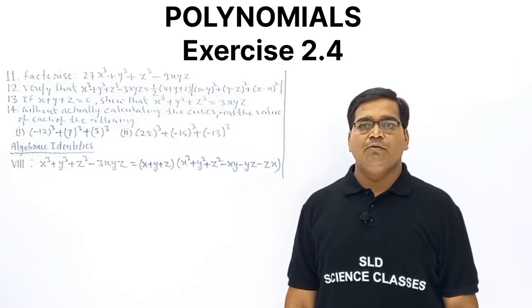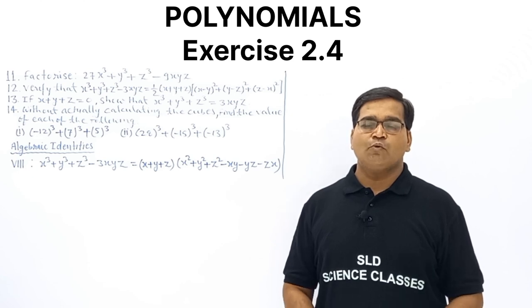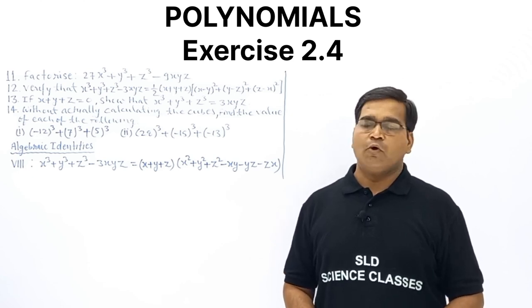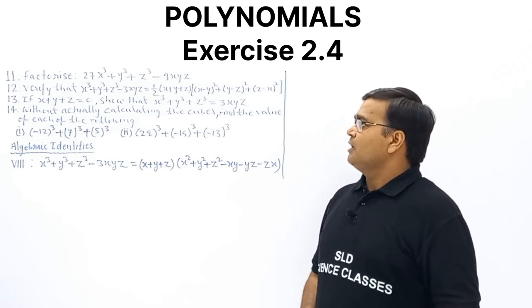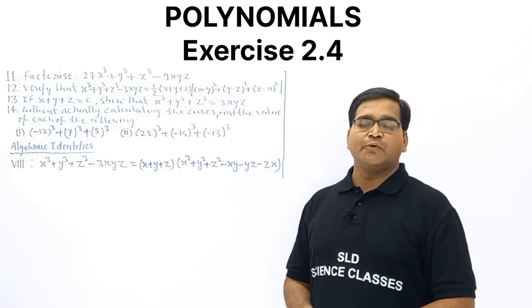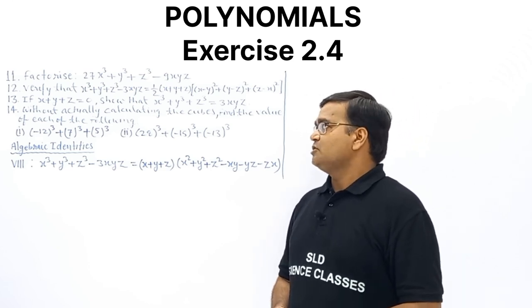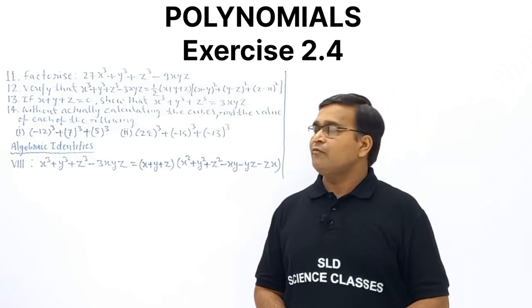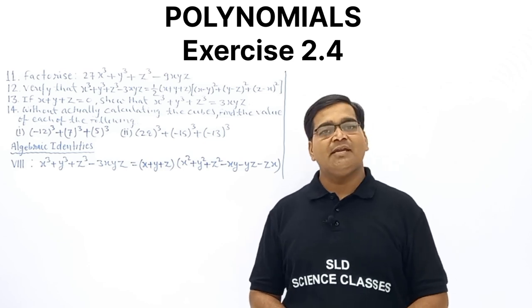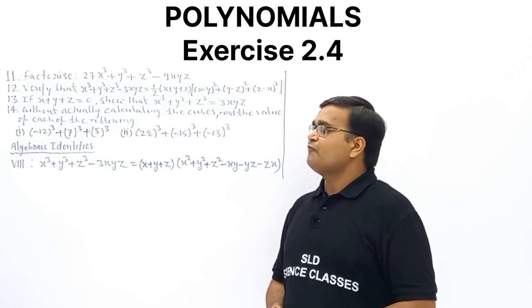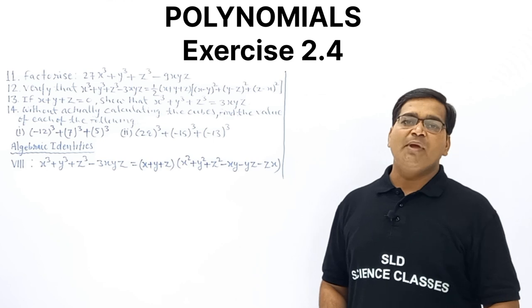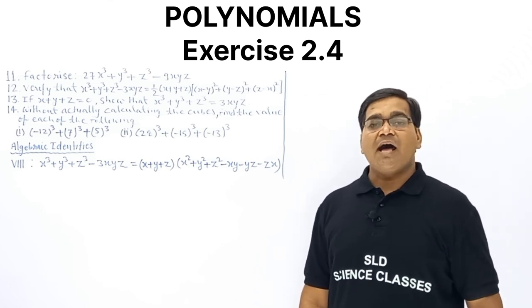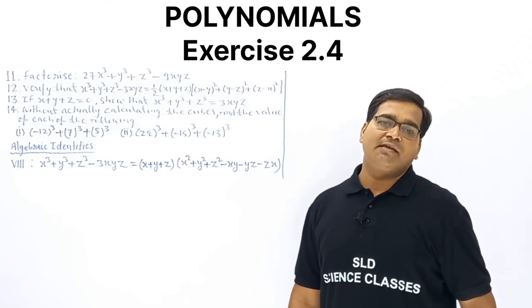In this video, we will discuss exercise 2.4, questions number 11 to 14. These four questions, 11, 12, 13 and 14, are based on the last algebraic identity.